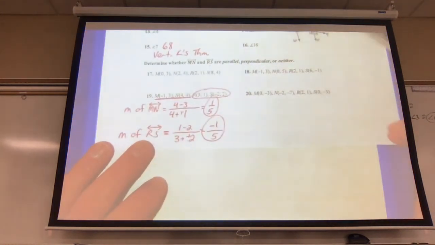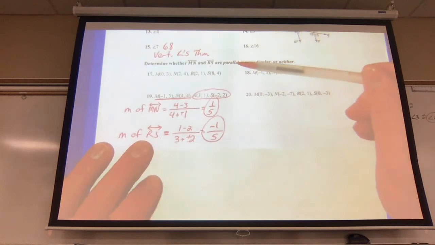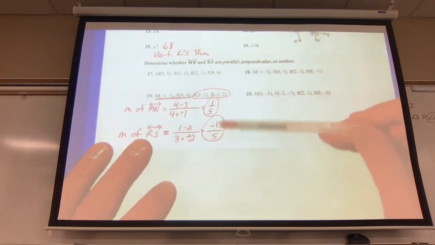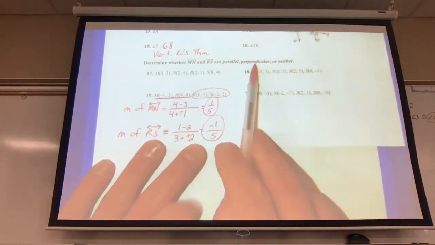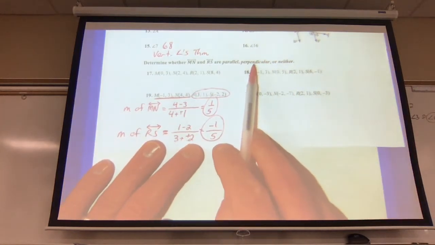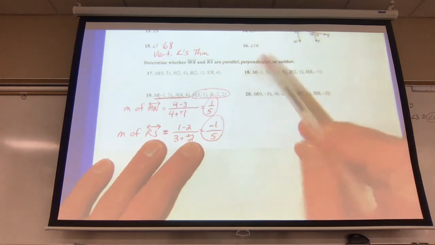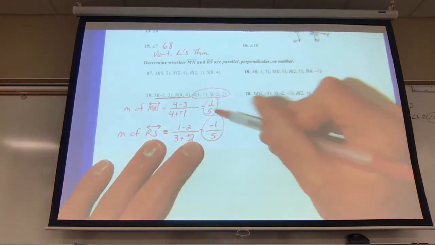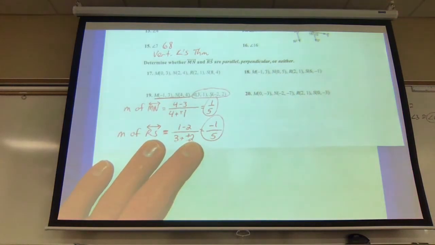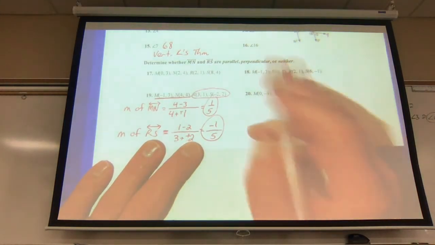All right, then we have to figure out if they're parallel, perpendicular, or neither. They're parallel if they're the exact same slope. These two are not the exact same. One's positive, one's negative. They're perpendicular if they're opposites. That means they have different signs, which these two do, and your fractions are reciprocals of each other. But these fractions are not reciprocals of each other. So that doesn't make them perpendicular. So your only option left is to say they're neither.